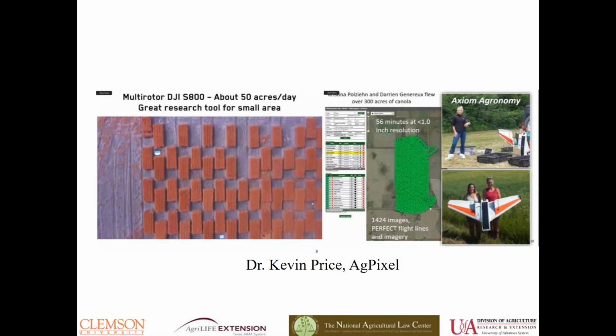Dr. Kevin Price from AgPixel elegantly demonstrated an example of the difference in flight area that can be covered between rotary and fixed wing. In his example, the rotary was able to cover 50 acres per day, while the fixed wing on the right covered 300 acres.